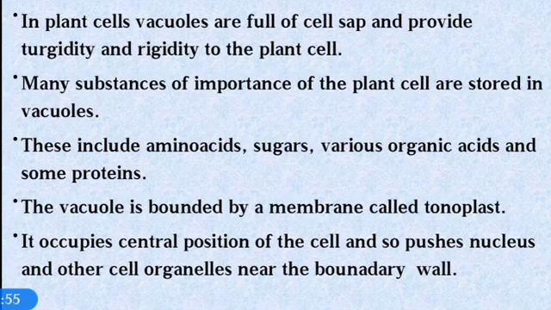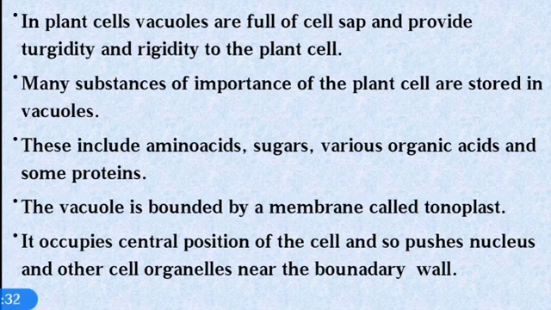In plant cells, vacuoles are full of cell sap and provide turgidity and rigidity to the plant cell. The cell sap is a watery solution rich in sugars, amino acids, minerals, proteins, and metabolic wastes.